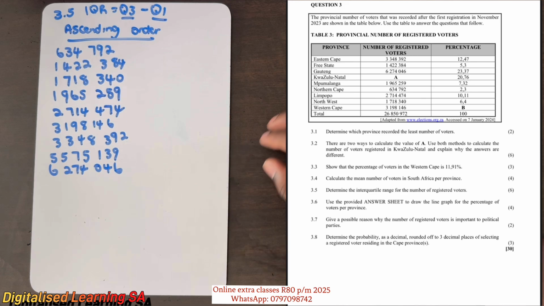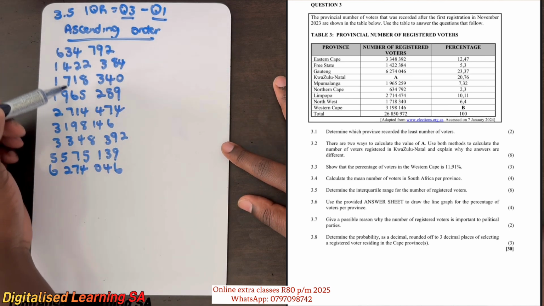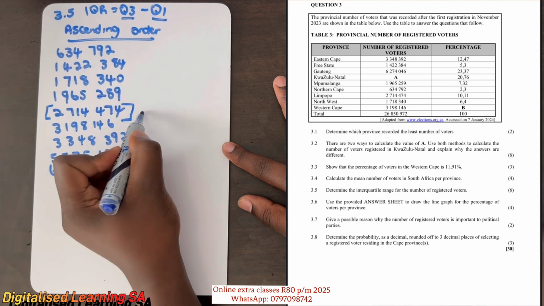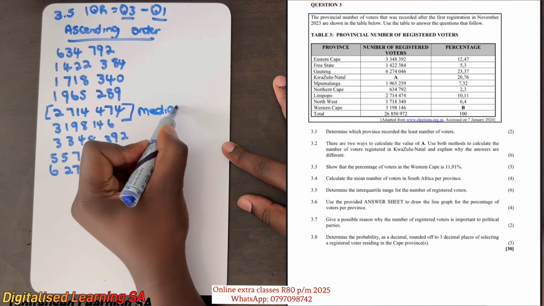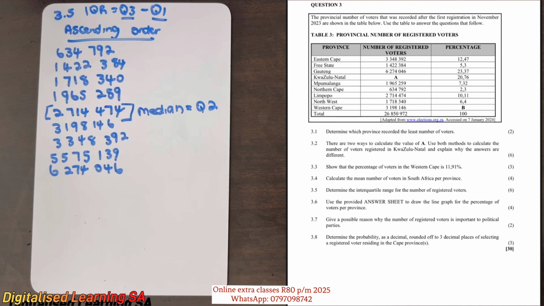Okay, so what we need to do first to get started with our interquartile range, we first need to determine the median of this data of the number of registered voters. So how do we get the median? The median is the middle value. So if we check here, we can see that the middle value will be, this will be our median, which is also called Q2, but we are not going to use it to calculate the interquartile range.